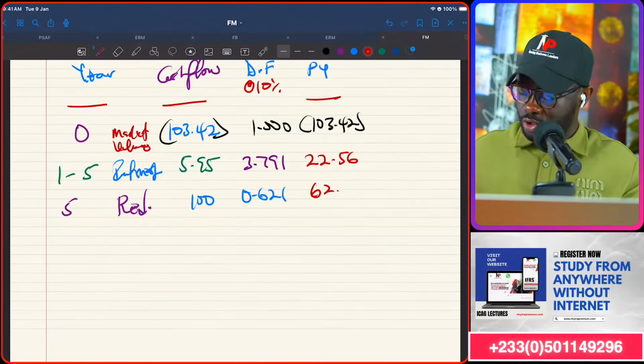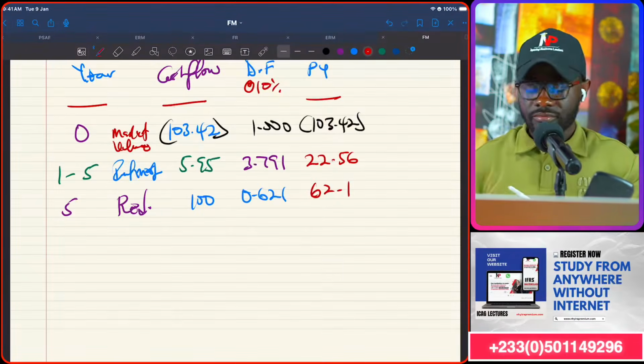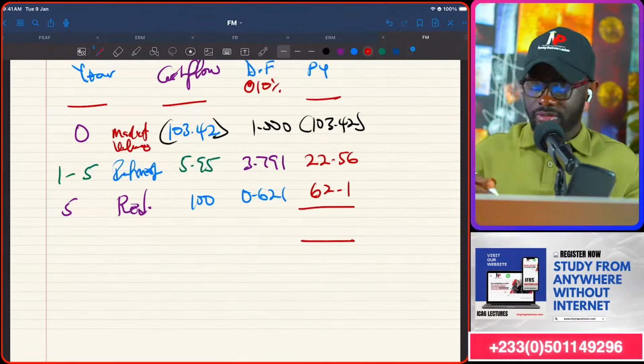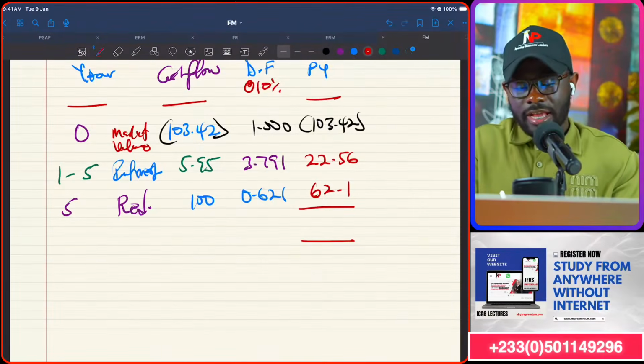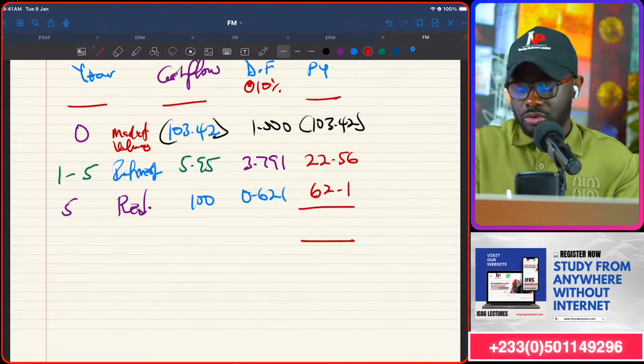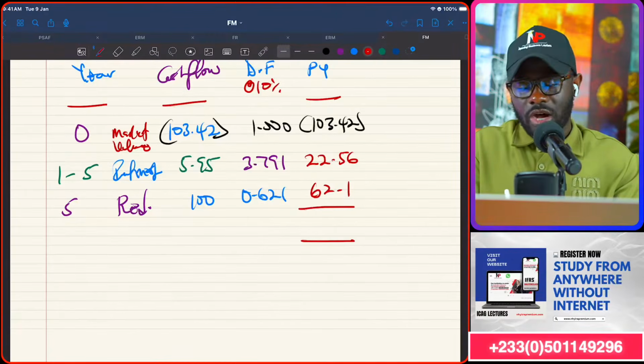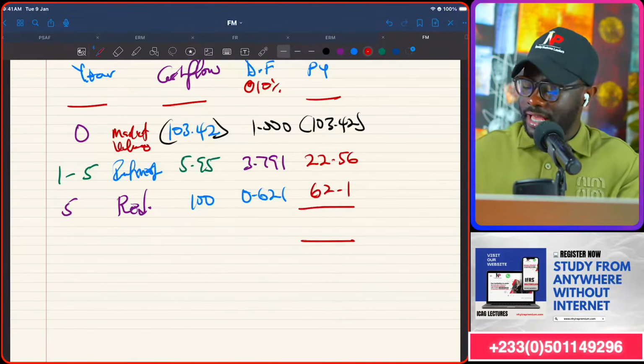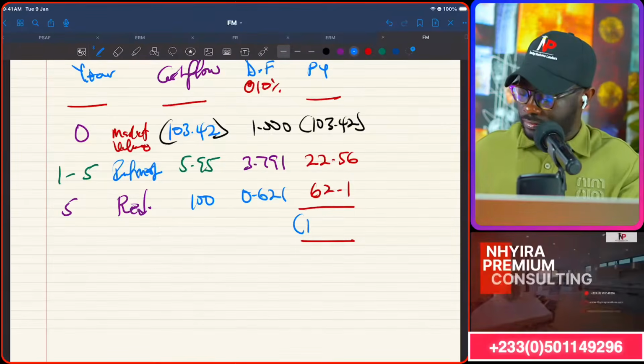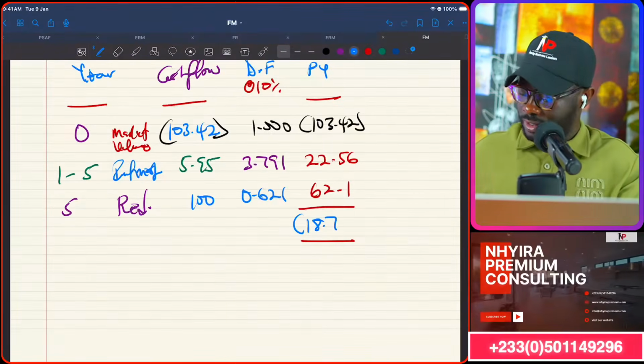That would be 62.1. So we check it out here. Negative 103.42 plus 22.56 plus 62.1. And that gives us negative 18.76.